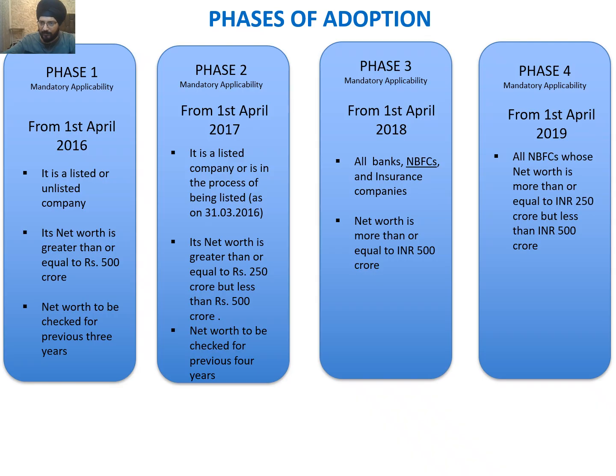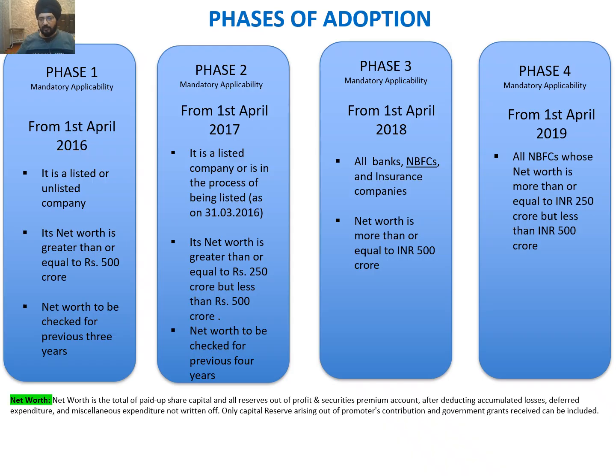So we are talking about net worth here. So let's just see what net worth is. So net worth is equal to the paid up share capital plus free reserves and the securities premium account after deducting the accumulated losses, deferred expenditure, and the miscellaneous expenditure which is not written off. So only capital reserve, which is on account of the promoter contribution and the government fund, those are included as a part of the net worth.